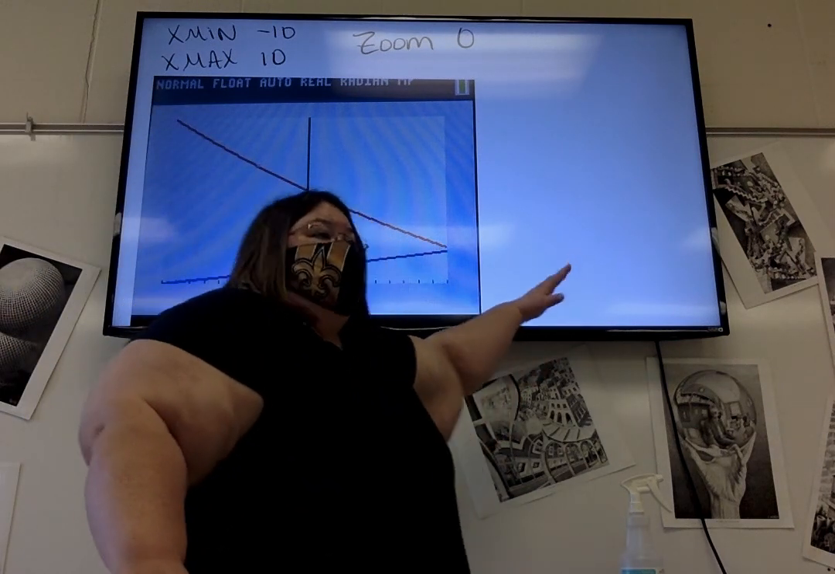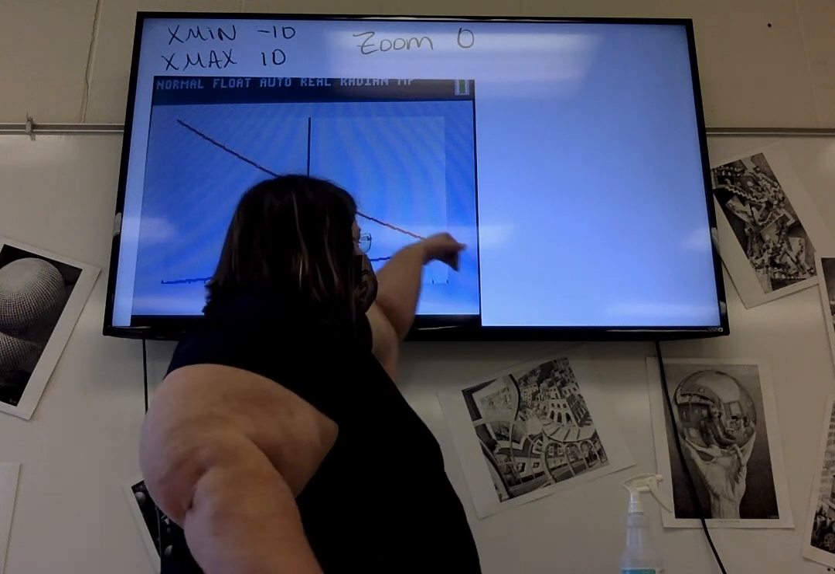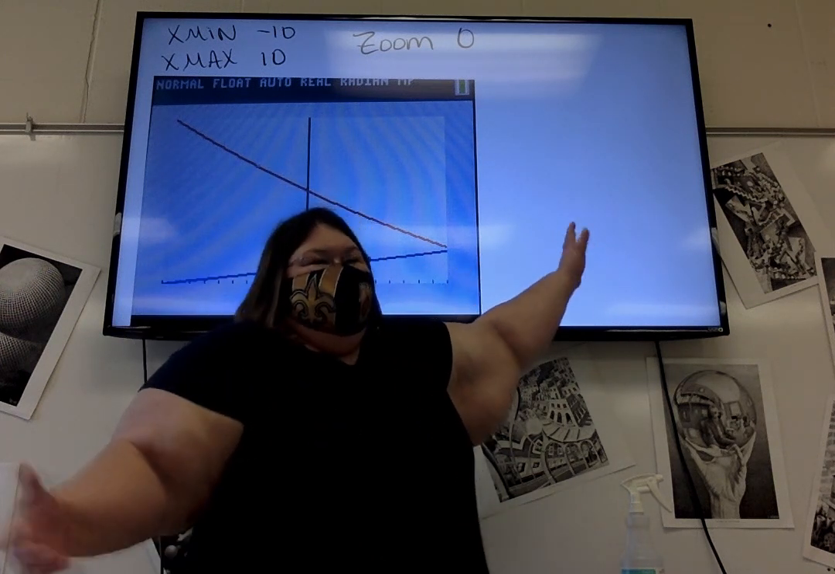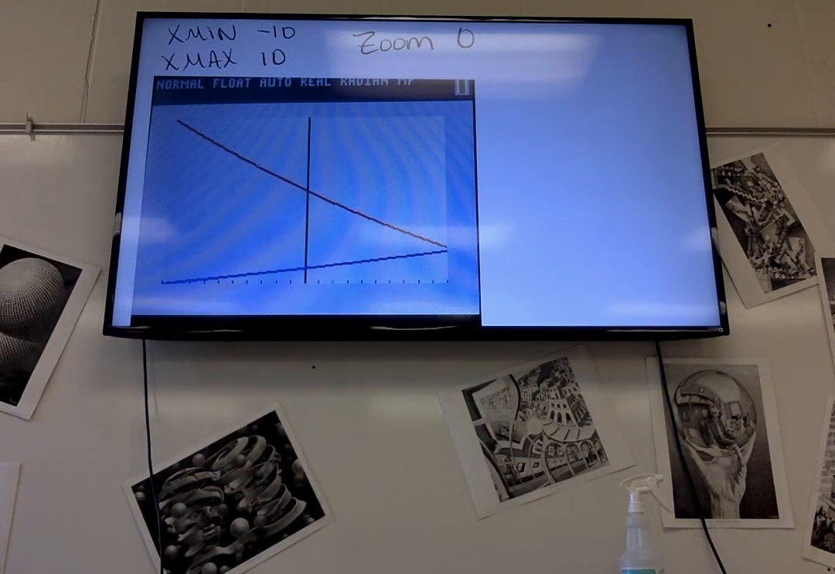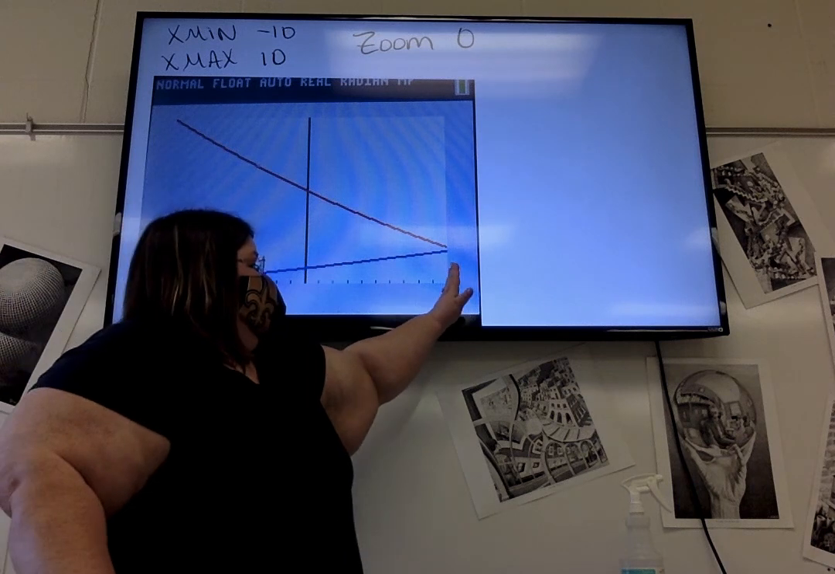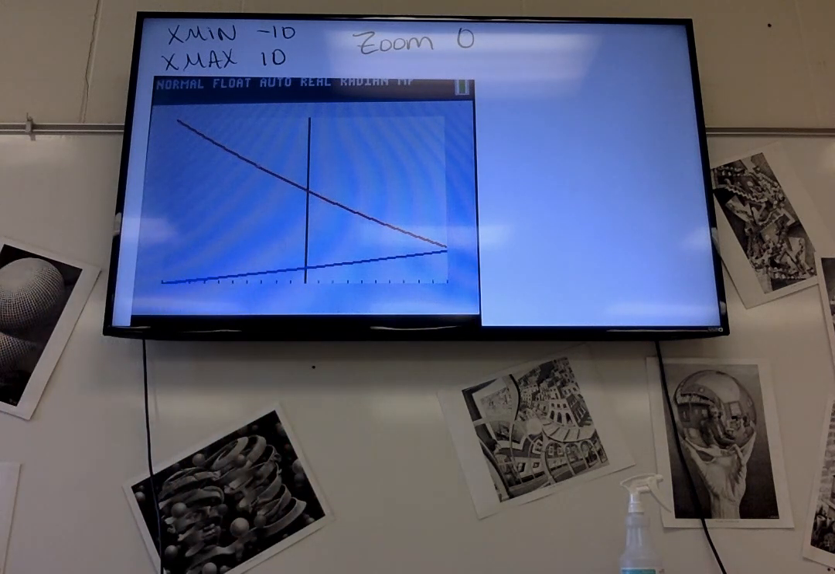make this go out a little farther because we can tell they're going to cross somewhere over here. So I'm going to maybe go to window and make it 15 instead of 10 because I want it to go out farther. So go to window and change your X max to 15. And then if that wasn't big enough, which it is, but if it wasn't, you would change it again.